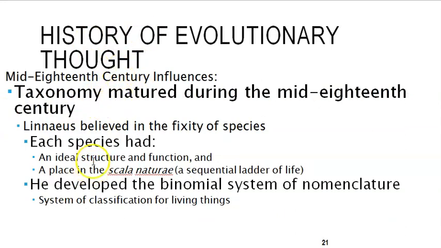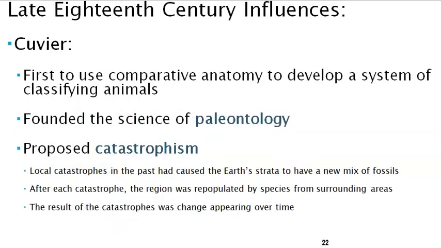History of evolutionary thought: Linnaeus believed in the fixity of species. Binomial nomenclature, each species had an ideal structure and function. He developed the binomial system of genus, species, Homo sapiens. Or as Cuvier proposed, catastrophism. Some Christians, the flood, pretty catastrophic event, right? And so the result of the catastrophes was change appearing over time.